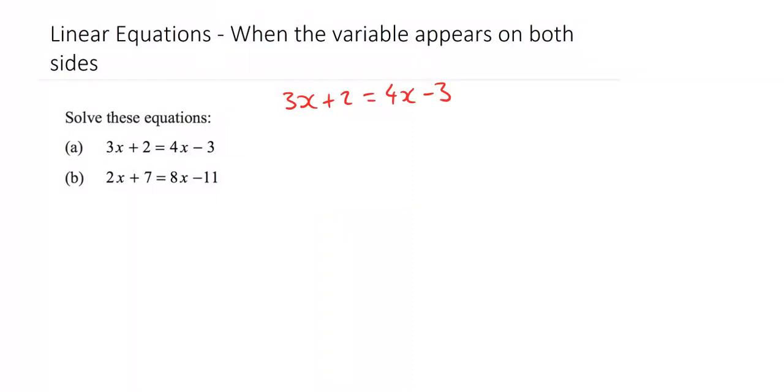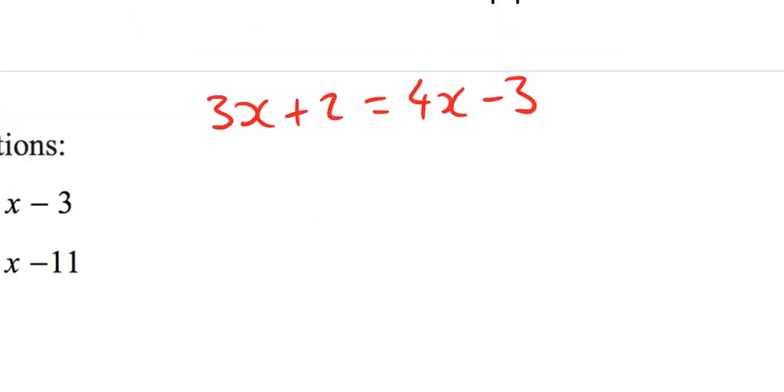Now, the same rules apply as in the previous videos. We have to undo things that are happening here. We have to do them in the right order, and we have to do the same things to both sides. Now, I did say in the right order, but actually in these examples, it doesn't matter if we move x's or if we move numbers. But I'm going to give us 4 different choices of what we could do.